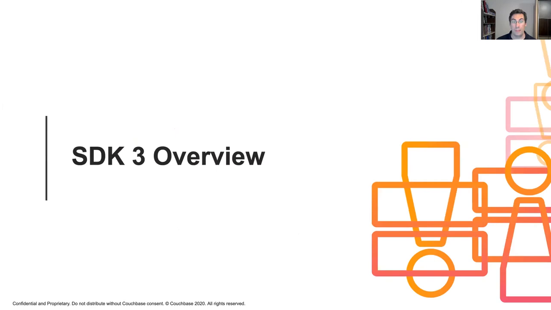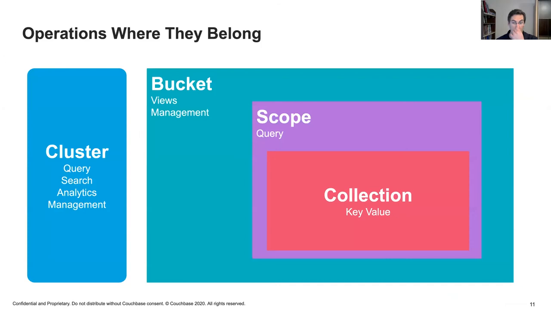So let's talk about SDK 3 from an overview perspective. One big change that you'll see when you go from SDK 2 to 3 is that operations moved inside the SDK. While in SDK 2, most of the API was inside the bucket level, because that's where it grew from, in SDK 3, we moved it around. So at the cluster level now, you'll find query, N1QL queries, search, full text search, and analytics APIs, as well as certain management APIs. At the bucket level, you'll still have view queries because they belong to the bucket level. And then all the key value access has been moved into the collection level. And then between buckets and collections, you have scopes, which we'll talk about in a second, but it is also going to be possible to perform analytics queries and N1QL queries at the scope level as well.